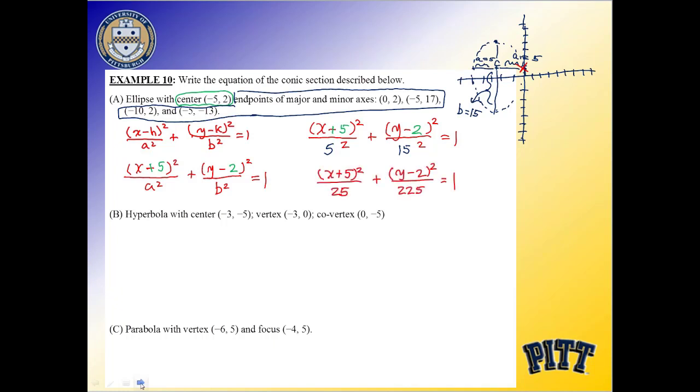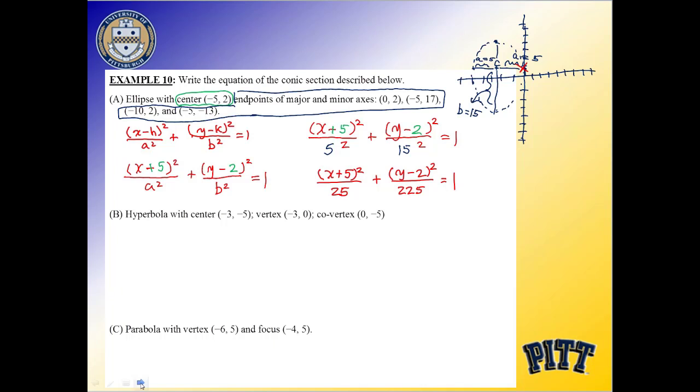(x plus 5) squared over 25 plus (y minus 2) squared over 225 equals 1. A hyperbola with center at -3, -5, and a vertex at -3, 0, a co-vertex at 0, -5. Now, again, this is not necessarily all the information you might be given for hyperbolas. You could be given different information, and some questions actually give you information about the asymptotes. And one of the things we do mention when we draw a hyperbola is constructing the asymptotes. But be that as it may, I have the center, I have the vertex, and I have a co-vertex.